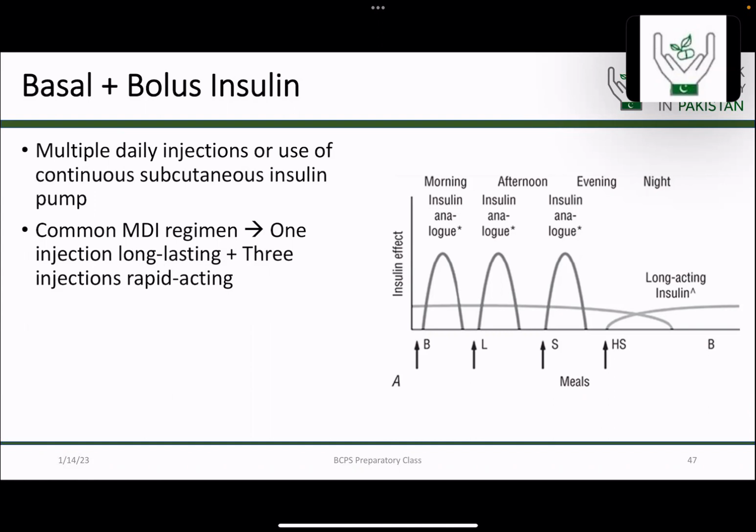So as you can see here, there are two levels of insulin. This burst is actually the bolus insulin, and these low straight levels are basal insulin levels. So we want to mimic these basal insulin levels with long-acting insulins, and we want to mimic these boluses with, for example, short-acting insulins.